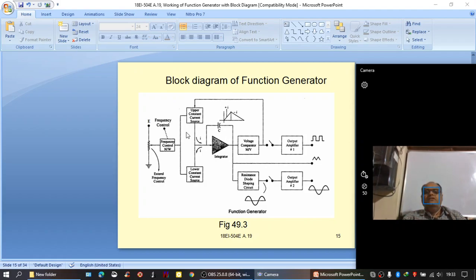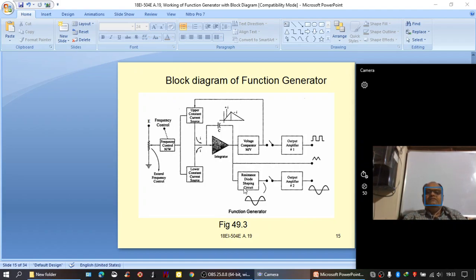That means it will allow the current to flow into the capacitor. The lower constant current source will sink the current flowing from the capacitor into it. Right? Now, let us look into the other parts first. Here is the integrator using an operational amplifier and a capacitor. Then the voltage comparator multivibrator. Naturally, this would be a linear wave shaping circuit or a Schmitt trigger circuit.